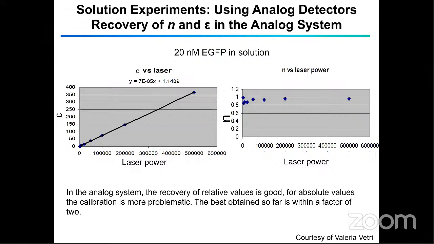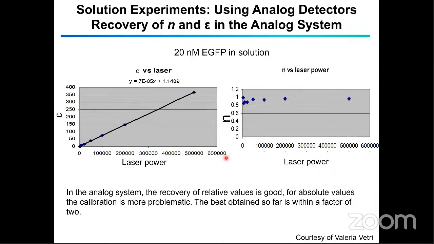Okay, here is an example of 20 nanomolar EGFP in solution. Again, we measure the apparent brightness while increasing the laser power, so perfectly linear behavior if you don't saturate the detector. And the same is true for the number of molecules. As we increase the laser power, it stays the same. Sorry, the number of molecules does not increase. We only increase the signal because we increase the laser power.